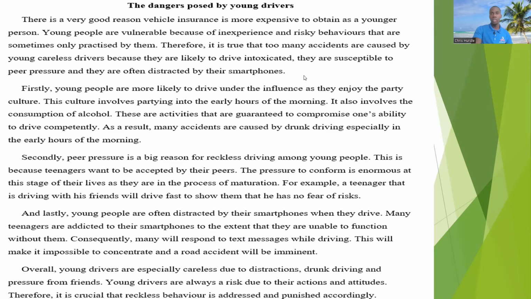Now I proceed to background information. So I'm going to introduce the topic. Young people are vulnerable because of inexperience and risky behaviors that are sometimes only practiced by them, right? So that would be background information. It is talking about how young people are at risk, generally how they are at risk, right?